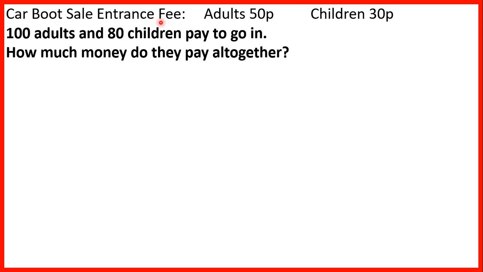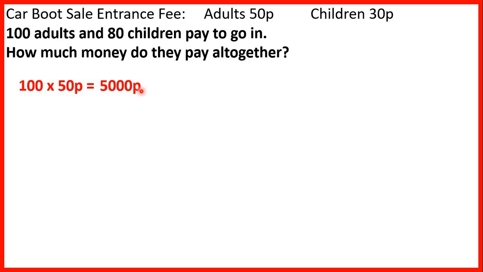Car boot sale entrance fee, adults 50p, children 30p. 100 adults and 80 children pay to go in. How much money do they pay altogether? So we can work out how much the adults pay, how much the children pay, and then add up our total. So 100 adults pay 50p, and 100 times 50 is 5,000, because 1 times 5 is 5, and then we have a total of 3 end zeros in our question, 2 here and 1 here, so we'll have 3 end zeros in our answer.